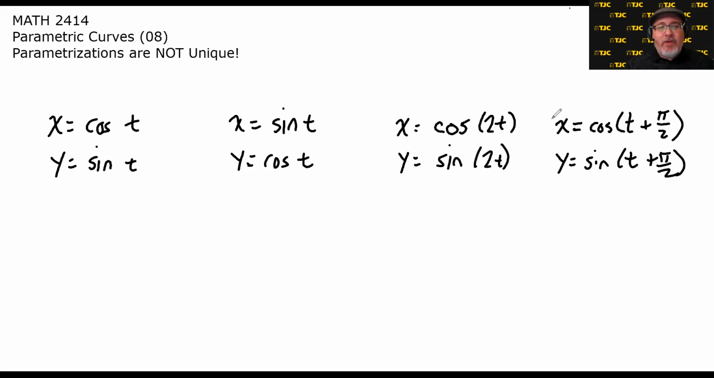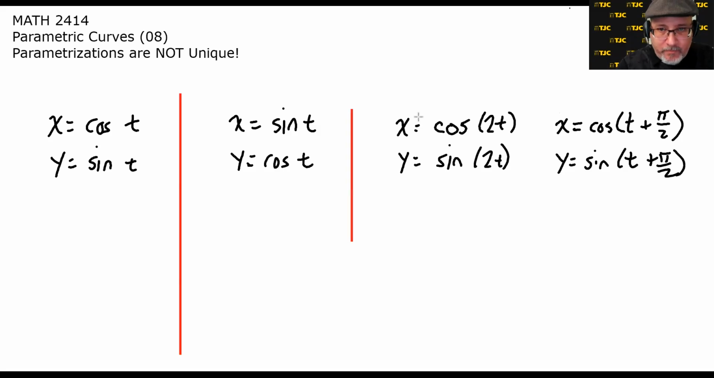What I mean is if you have a curve or even an equation, rectangularly speaking, there is always more than one way to parameterize it. And to make my point, I've got four similar but not exactly the same pairs of parametric equations. The first one we've already seen.